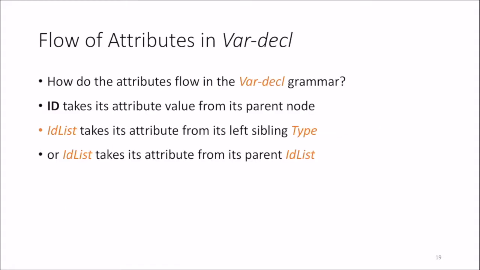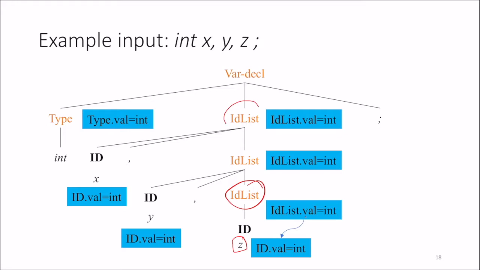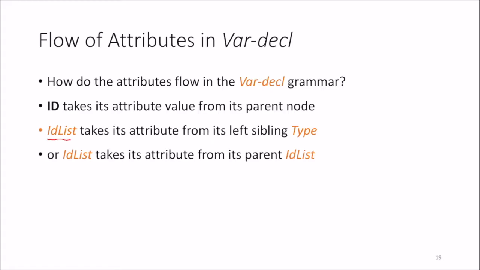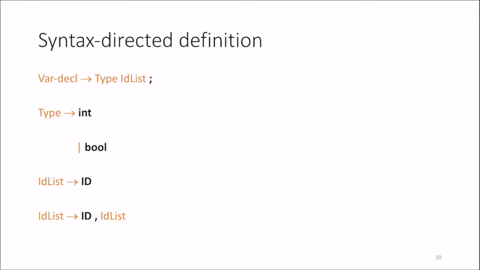So if you look at the flow of the attributes in this grammar, and in this parse tree in particular, each value is coming from the parent node, except for the first one here. This one is taking the value from its sibling, its left sibling. ID list first takes its attribute from the left sibling type. Otherwise, the ID list takes the attribute from its parent, which itself is a recursive rule, so it's taking it from its parent. So this is the grammar.